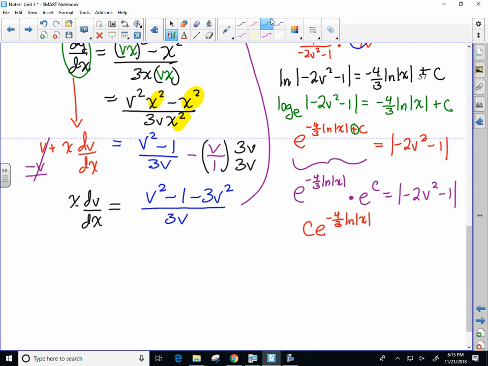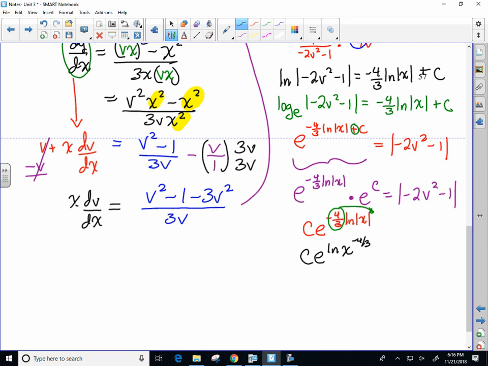A rule for logs: the exponent, or the coefficient, becomes the exponent. Exponent jumps over to log like a frog, as Miss Hamilton would say. So we have c e to the ln of x being raised to the negative 4/3 power. So x to the negative 4/3.